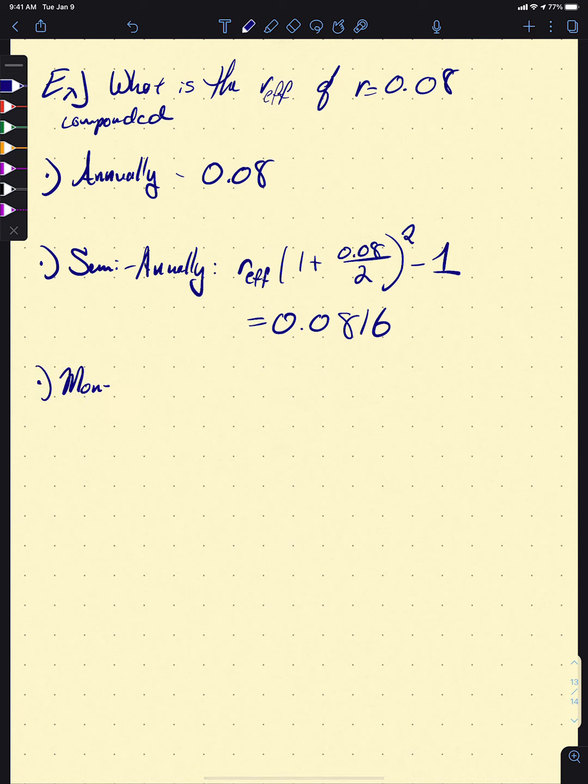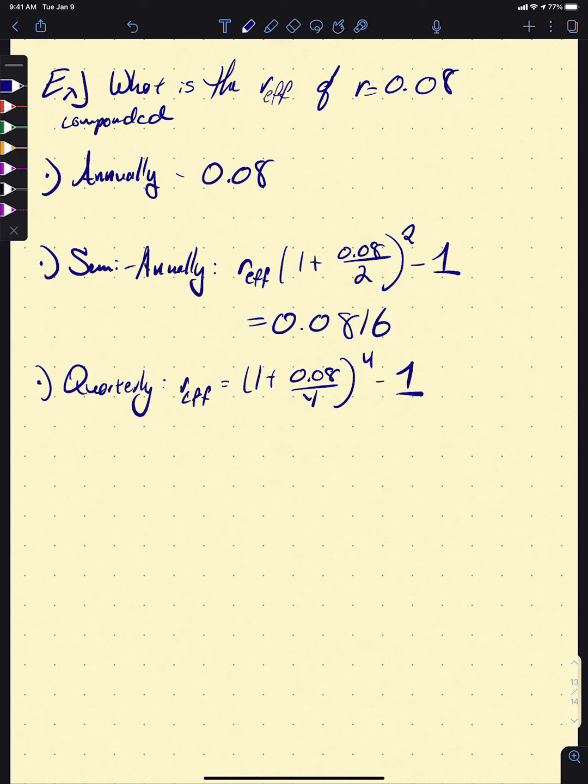If we go monthly, sorry, I guess we should go quarterly first. My effective rate is 1 plus 0.08 over 4, because we're doing quarters, to the 4, minus 1. And then it comes out to about 0.0824. Okay, so 0.25% more.